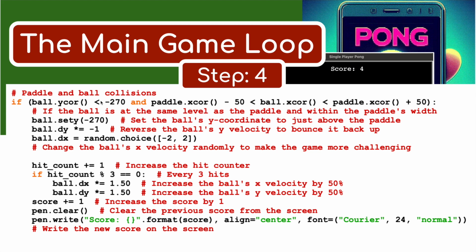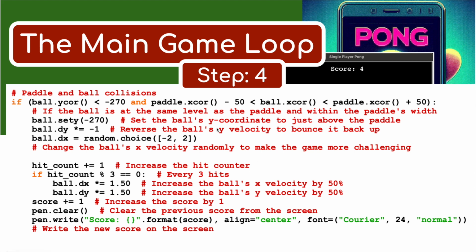So here we go, paddle and ball collision. If the ball's Y coordinate is greater than minus 170, right down at the bottom, and within the paddle's X coordinate minus 50, so let's have a look. If the ball is at the same level as the paddle, within the paddle's width, set the ball's Y coordinate to just above the paddle. Reverse the ball's Y velocity to bounce it back up. If it is the paddle, it will bounce the ball back up. And again, a random choice as to how fast and which direction the ball is going to go in.